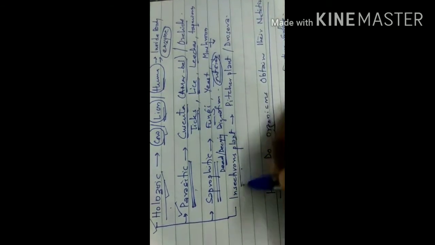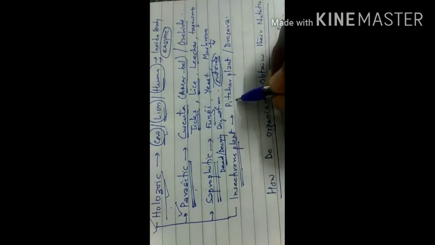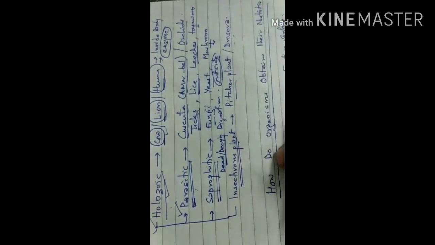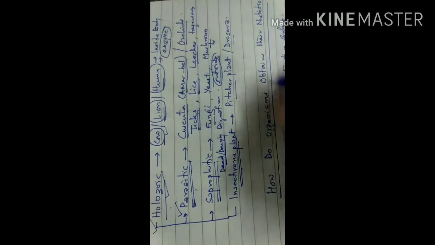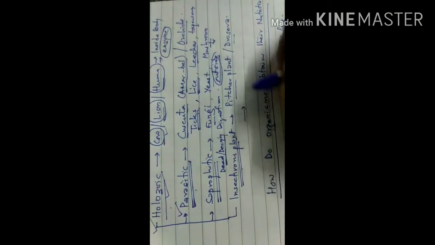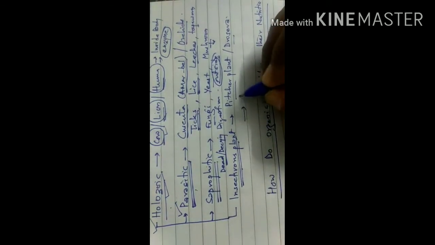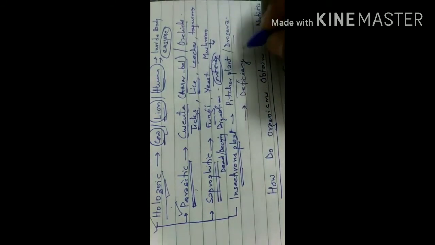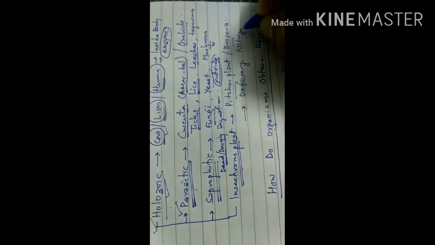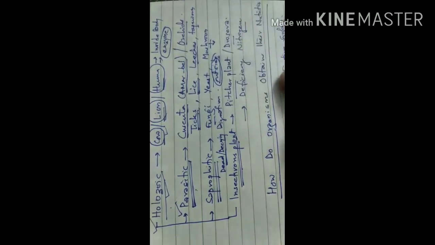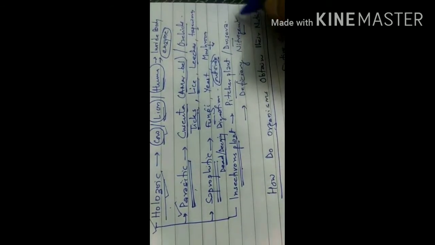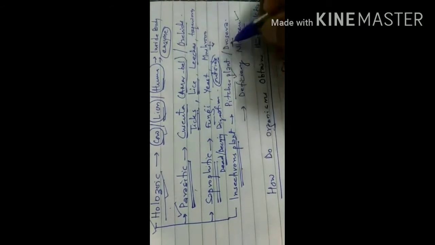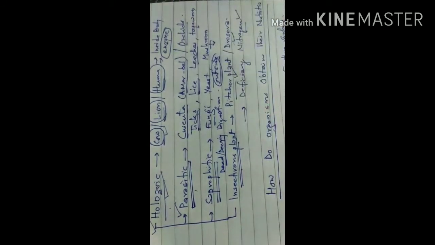Last one is insectivorous plant. Actually these are normal plants which photosynthesize as usual, but because in these areas there is a deficiency of any specific component, mostly nitrogen, to fulfill the nitrogen deficiency they utilize organisms to fulfill their requirement.